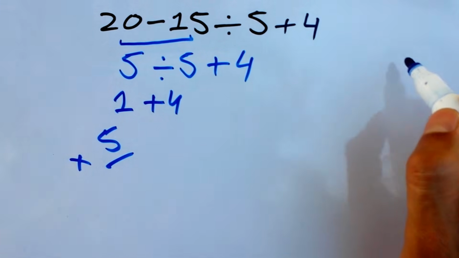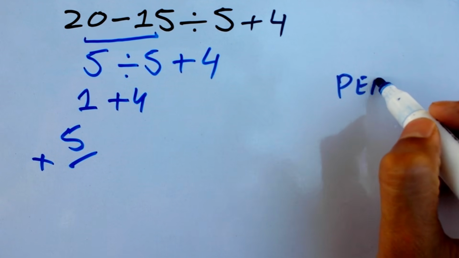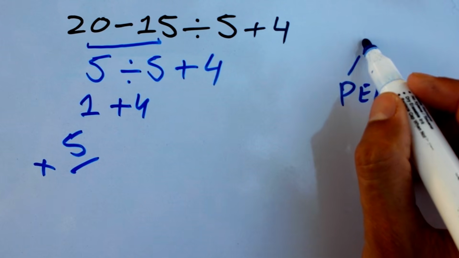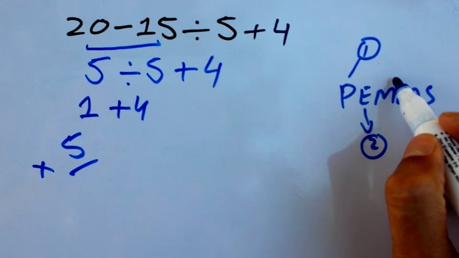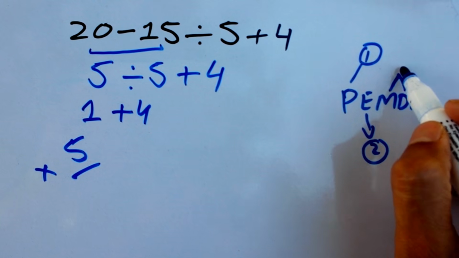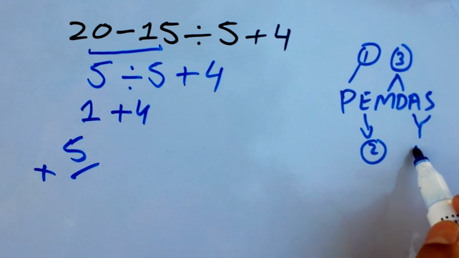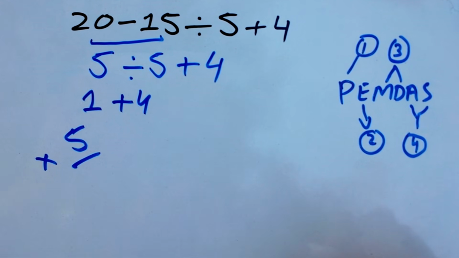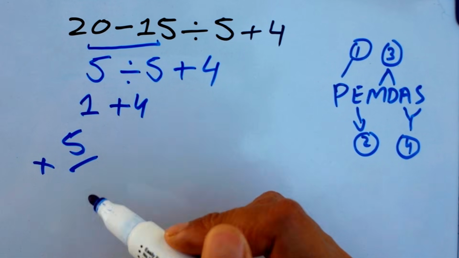Because according to the PEMDAS rule, parenthesis first, right, then exponents, then multiplication and division same level, left to right, third, and addition and subtraction same level, left to right, fourth, right. So division must be done before subtraction, right.